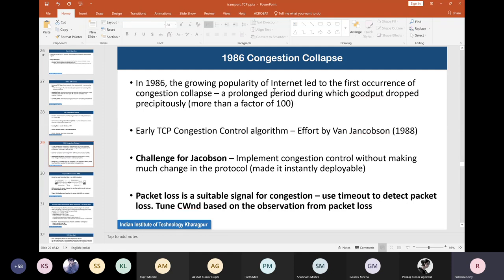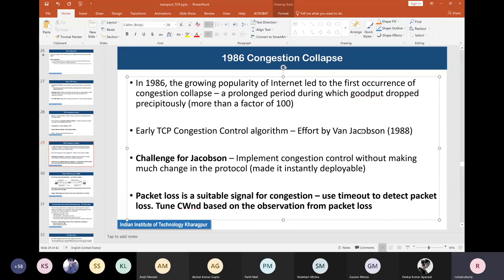So this led to the first occurrence of something called congestion collapse, where for a prolonged period the output dropped precipitously by more than a factor of 100. This again prompted Van Jacobson's work in 1988, which we have already discussed. He said that it is not sufficient to concentrate only on the receiving party's ability to accept packets. You should now also concentrate on the situation of the network.